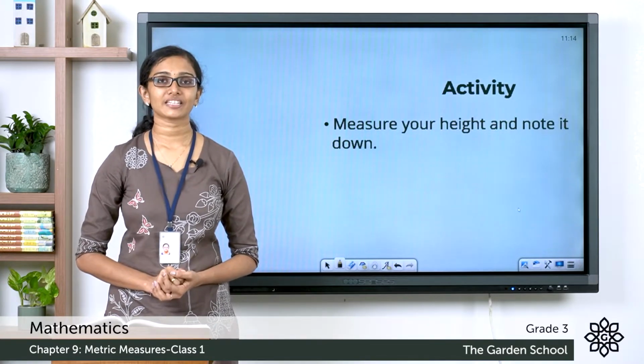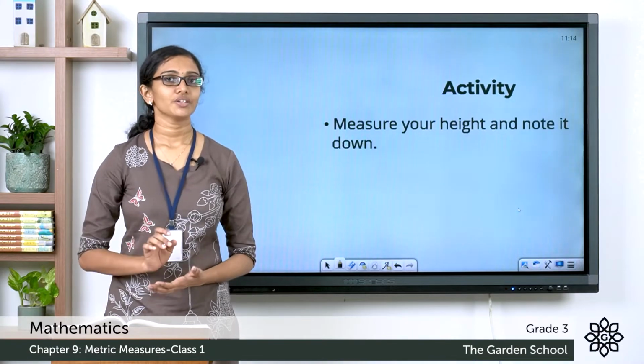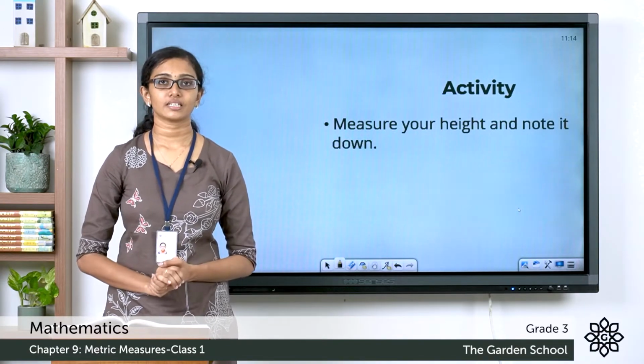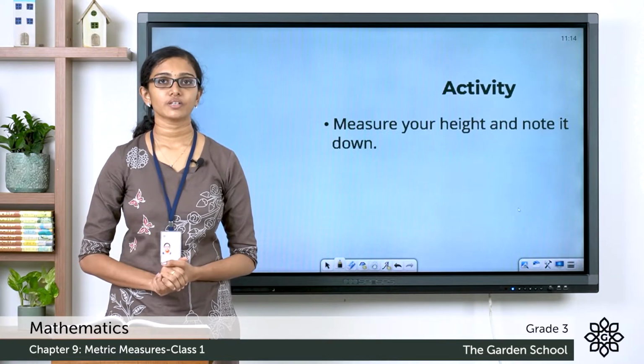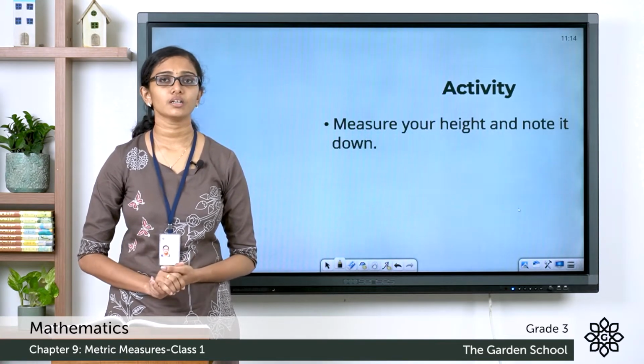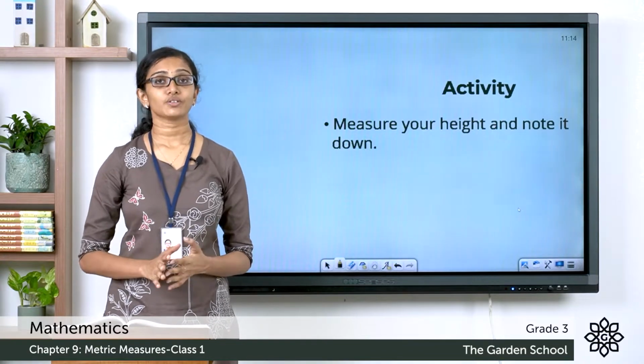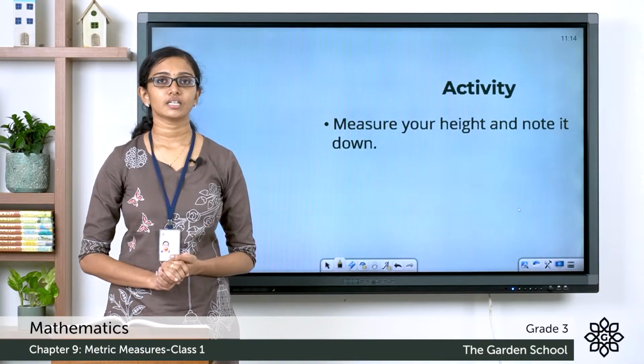Hope you are done with that activity. Have you noted down your height in your notebook? So how did you measure your height? Did you use a measuring tape? Or did you use your ruler? Or did you find some other way to measure your height? So you can measure your height in different ways, right?